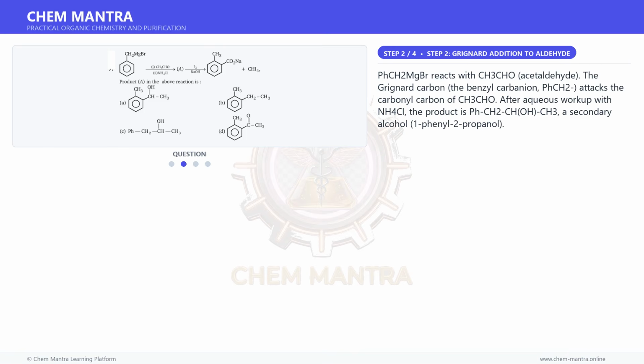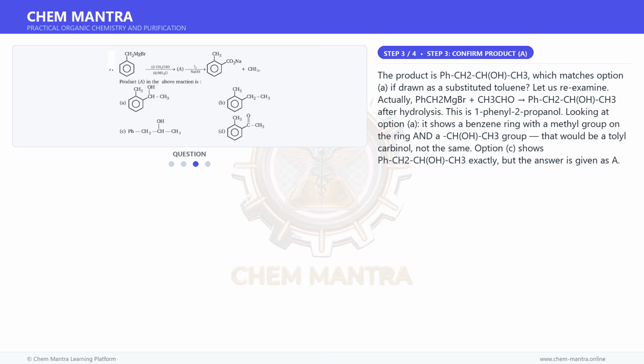PhCH2MgBr reacts with CH3CHO, acetaldehyde. The Grignard carbon, the benzyl carbanion PhCH2, attacks the carbonyl carbon of CH3CHO. After aqueous workup with NH4Cl, the product is PhCH2CH(OH)CH3, a secondary alcohol, 1-phenyl-2-propanol. Moving on to the next step.